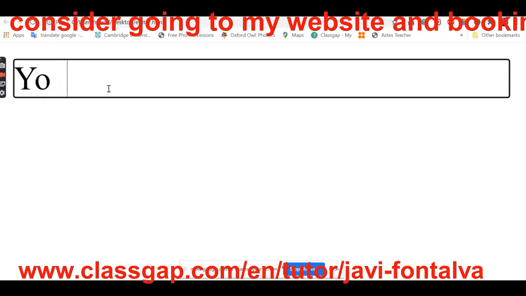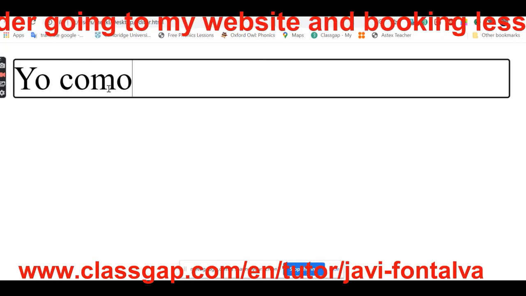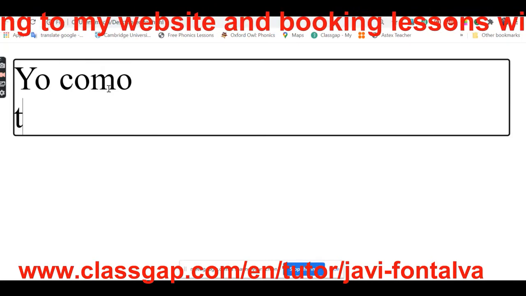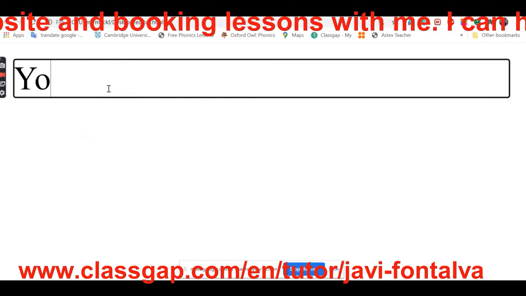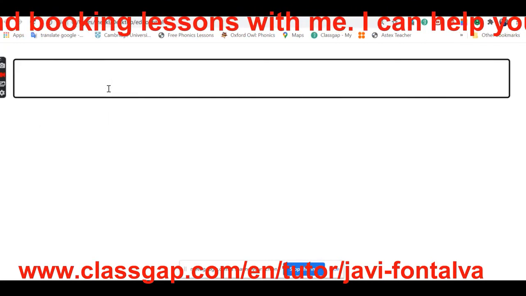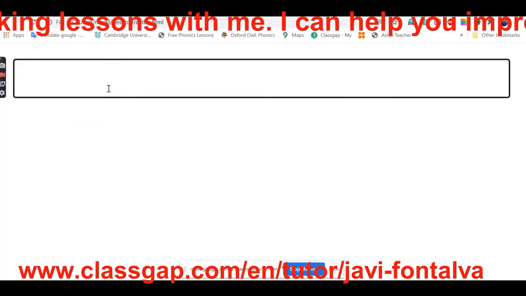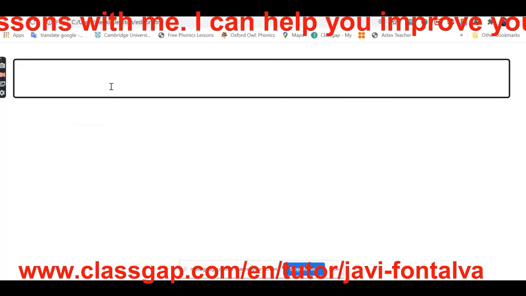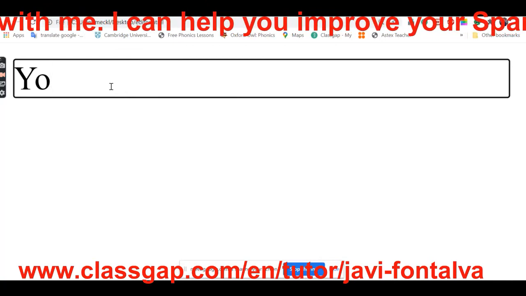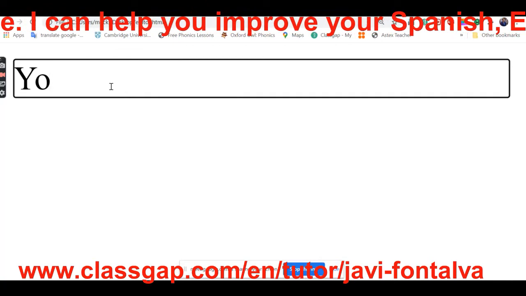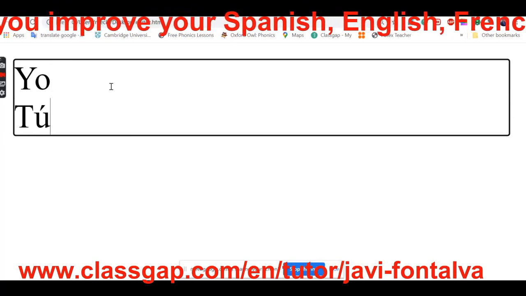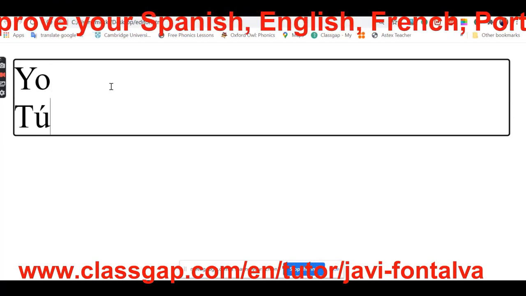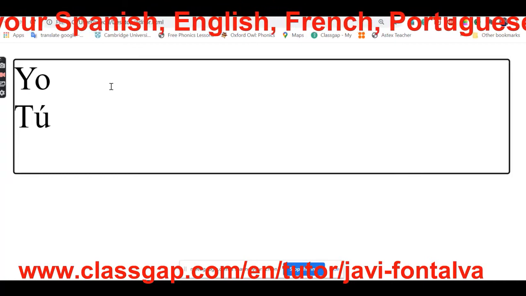So for example, yo como, tú comes, etc. First of all, how many pronouns do we have? We have a bunch of them, actually. We have yo. What does yo mean? I. We also have tú. What is that? You. Informal.